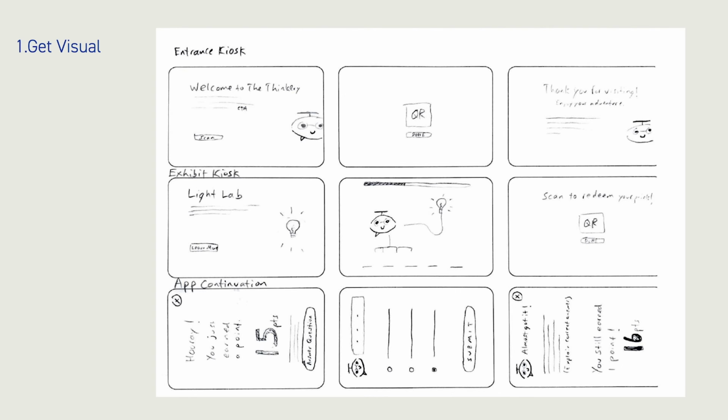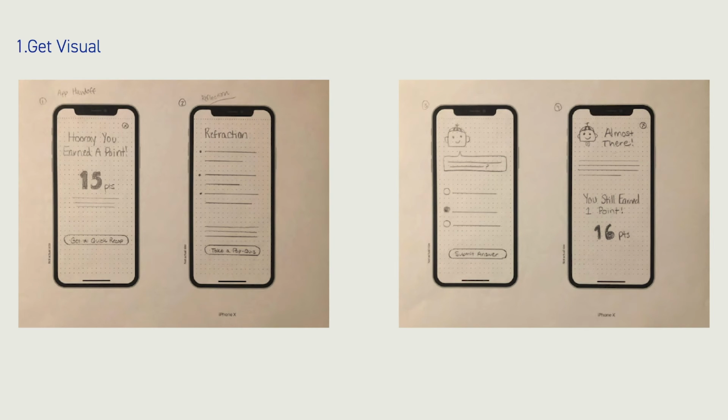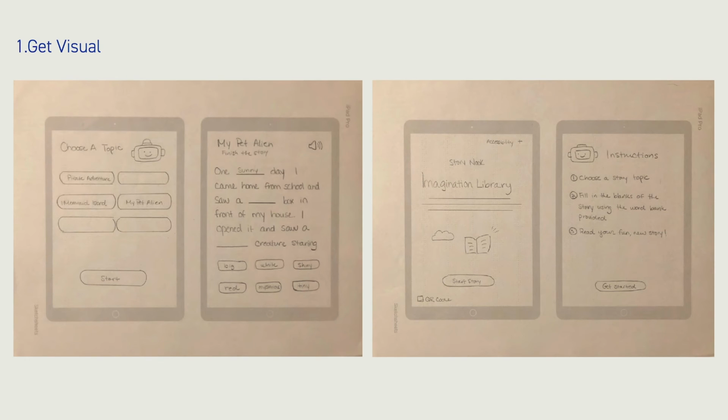So the design step is the same as the first project. They create a low-fidelity prototype to visualize the idea easily through sketches. And this is for the entrance kiosk. And this is for the app. And this is for the exhibit kiosk.